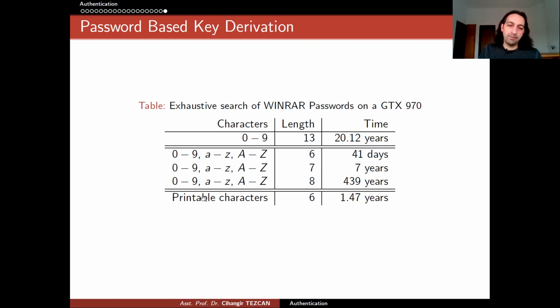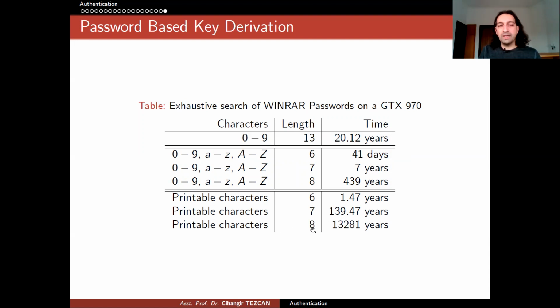So if you use every printable character, which is 94 in the ASCII table, and if you choose your password length as 6, it will take 1.47 years for a single GPU to recover this. This means that this can be recovered easily because if you have 1,000 GPUs, you can recover passwords in a few days if their length is 6 characters. So if you increase your character length to 7, now it becomes 140 years. And if you choose 8-character passwords, now it means that this GPU has to run for 13,000 years to recover your password.